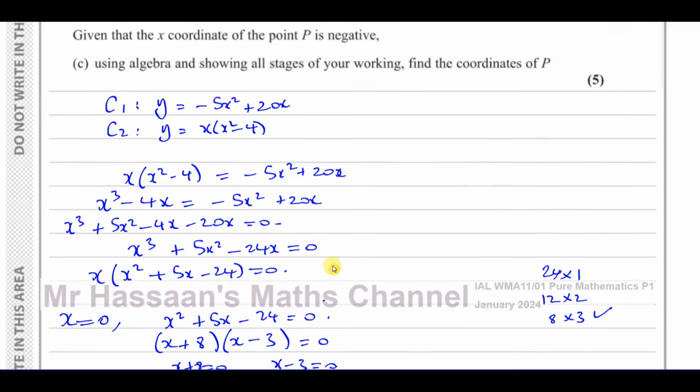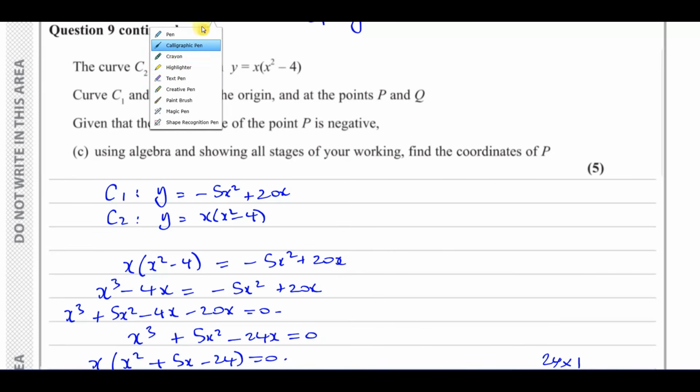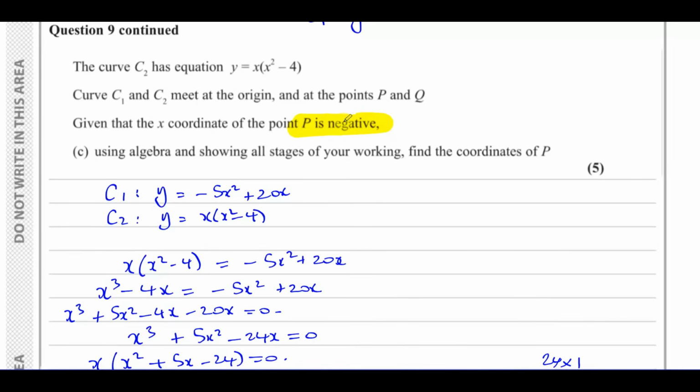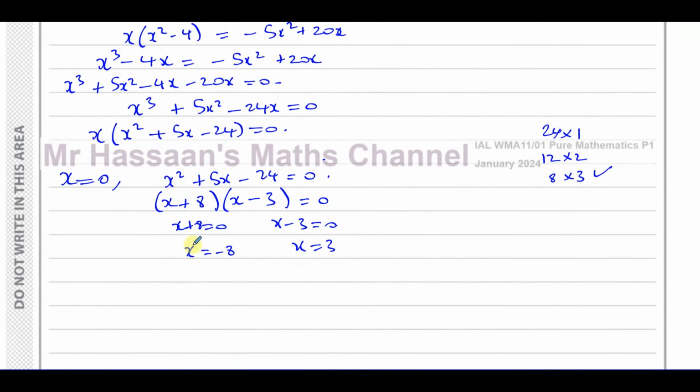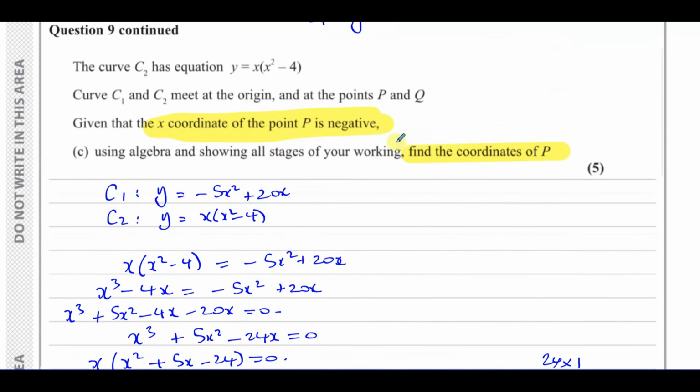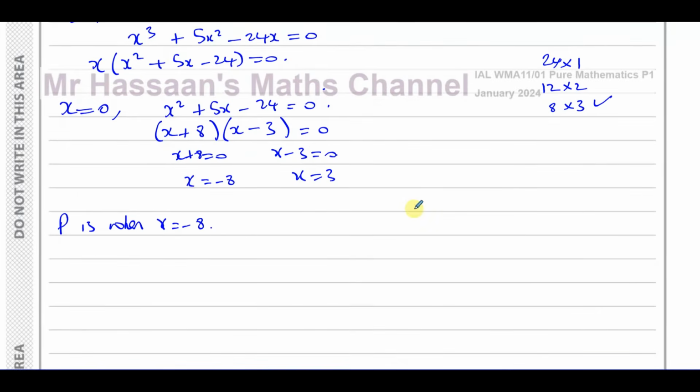Now they asked us to find the coordinates of the point P, and we're told that the x coordinate of the point P is negative. So we've got to choose the negative x value. So P is when x equals negative 8. That will give us the point P, where the x coordinate is negative. So therefore we've got to find the y coordinate.